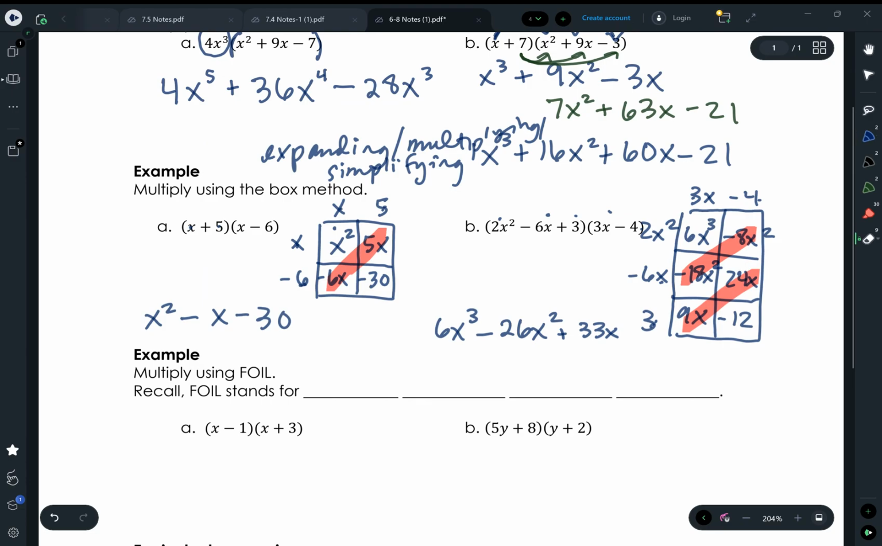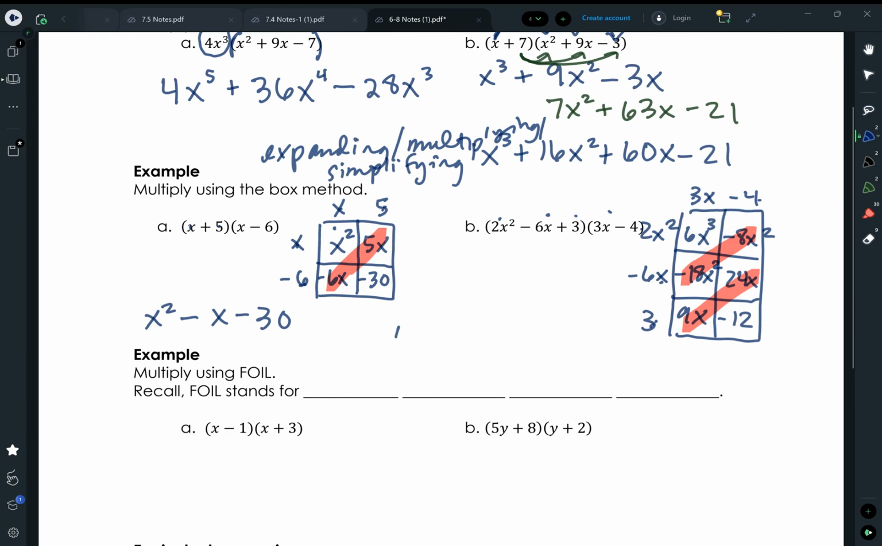I am totally running out of space here. So let's see if I can write this again. Let's write it over here. So 6x cubed minus 26x squared. Let's see, what did we say? 33x, I think we said. Yeah, 9 and 24 was 33. And minus 12.